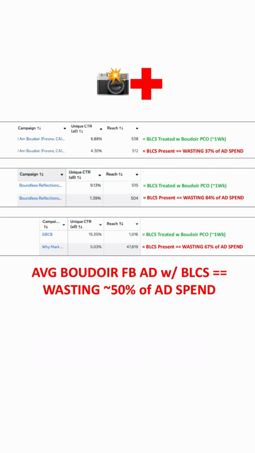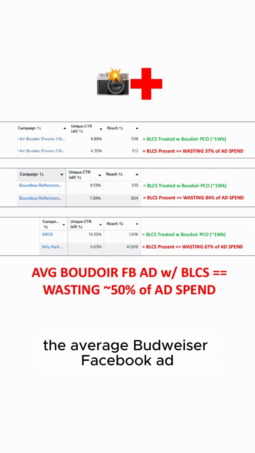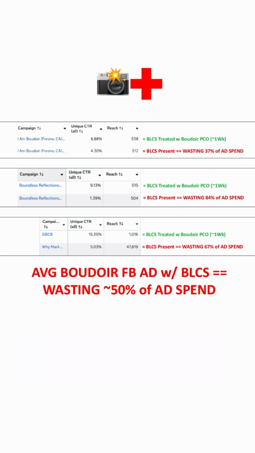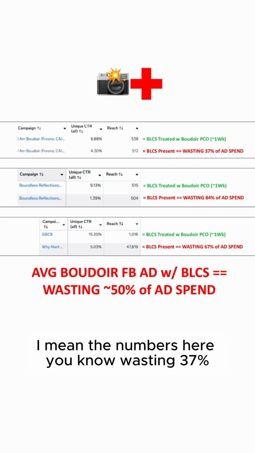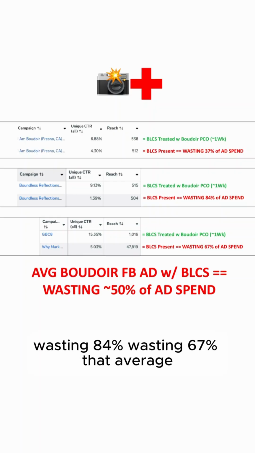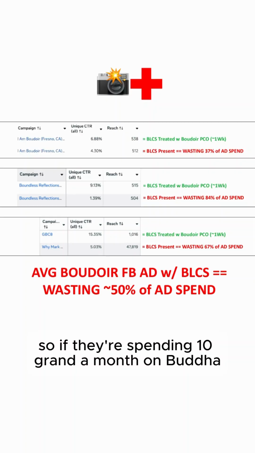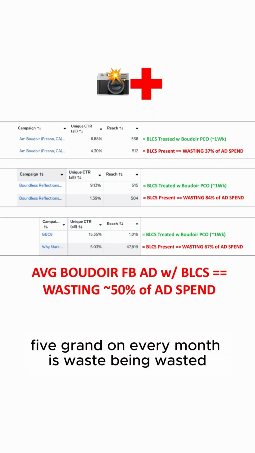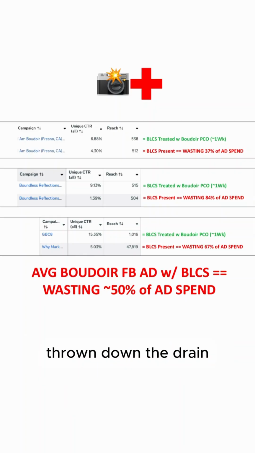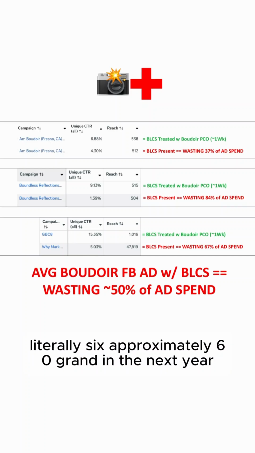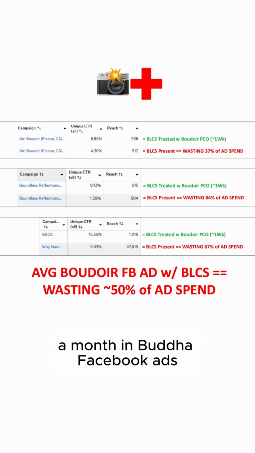But the original would need to spend 10 grand a month, literally like 3 times the amount as the Boudoir Pico treated one. So the average Boudoir Facebook ad with BLCS is wasting approximately 50% of its ad spend. The numbers here: wasting 37%, wasting 84%, wasting 67%. That average is probably somewhere between 50 to 60%. So if they're spending 10 grand a month on Boudoir Facebook ads, on average, 5 grand every month is being wasted, thrown down the drain. And we can eliminate that and save them approximately 60 grand in the next year if they're spending at least 10 grand a month in Boudoir Facebook ads.